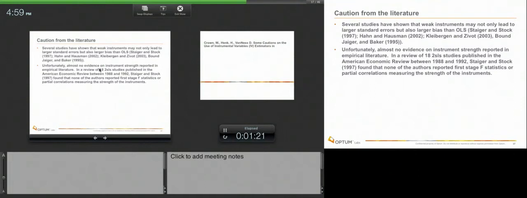And so basically what we did was we just replicated the Bound, Jaeger, and Baker results with an empirical simulation where we knew what the treatment effect was, and we just went right through their paper.